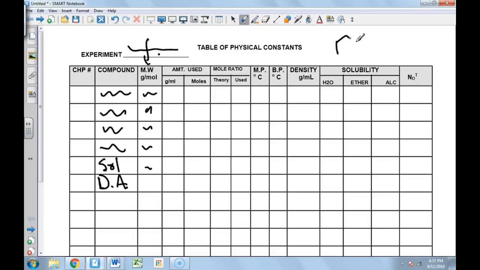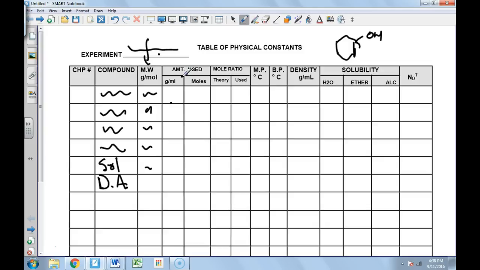So if you have a compound that is, I don't know, cyclohexanol, you can calculate that by knowing that this is C6H11OH and adding that up, or you can look it up. Okay, now the amount used, that's where it gets a little tricky. Now this isn't grams per mole, it's not density or the grams per milliliter.